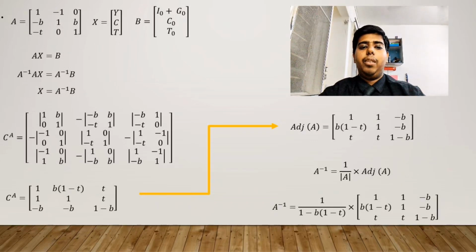Finally, we apply the formula. The inverse of A equals 1 over the determinant multiplied by this adjoint matrix. This final boxed result is the operation rule. By performing this multiplication with any specific vector B, we get the numerical values for income, consumption, and tax.